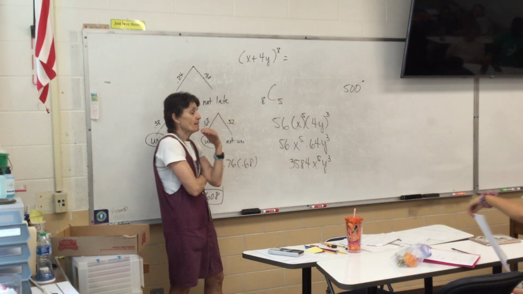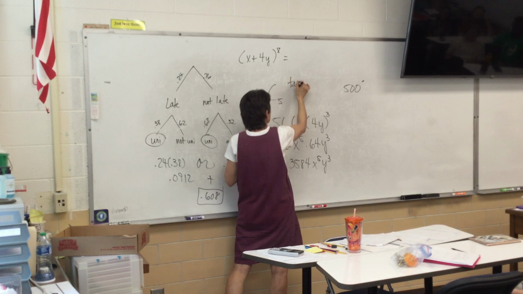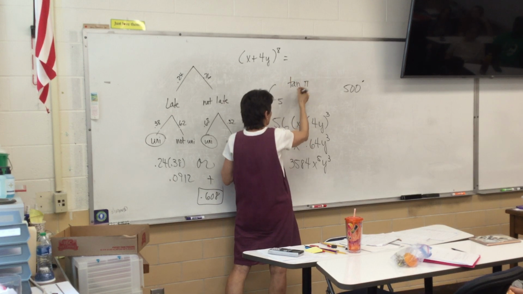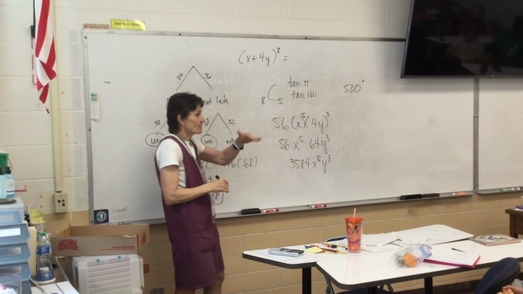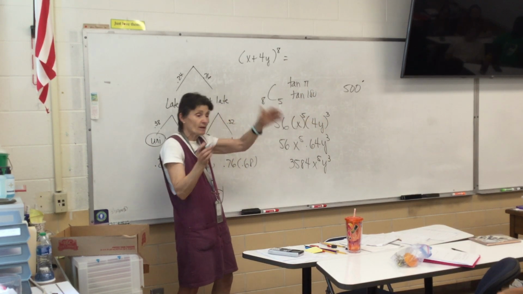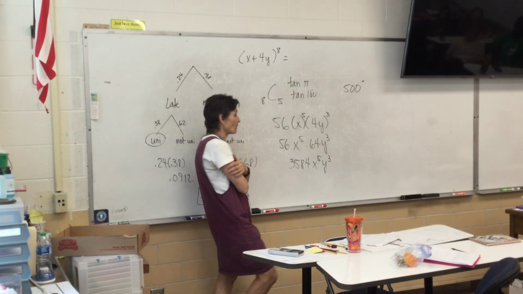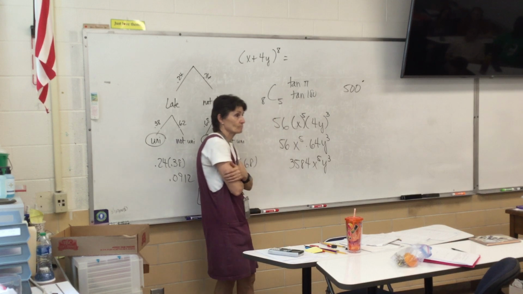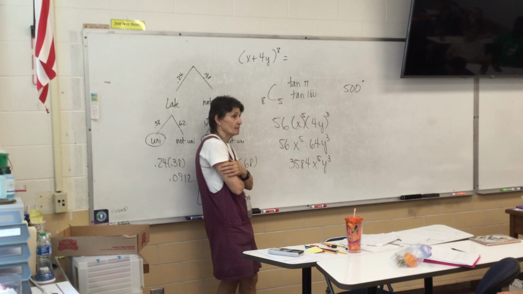Does anybody remember a little bit ago we had a problem that was the tangent of pi, and we said we're going to think of that as the tangent of 180. So 180 degrees is pi radians. We want to know 500 degrees is how many radians. Anybody remember how we do that? We set up... Abby?